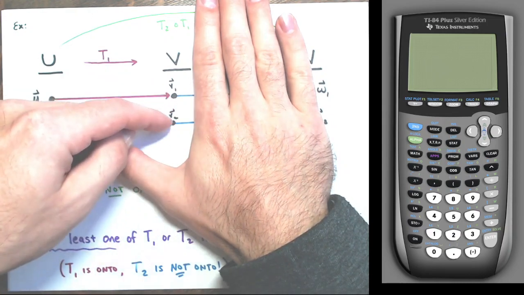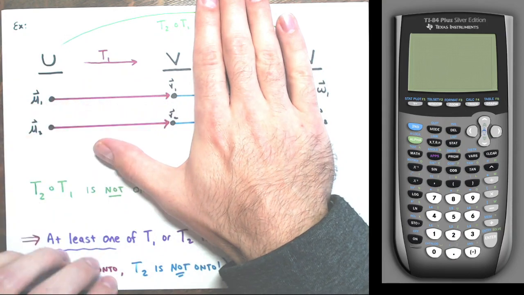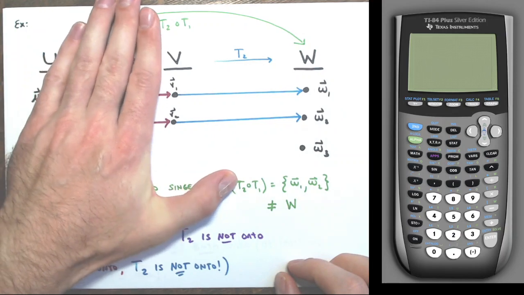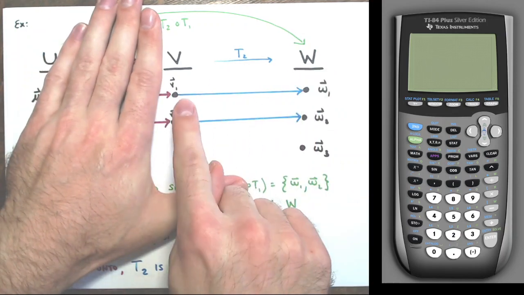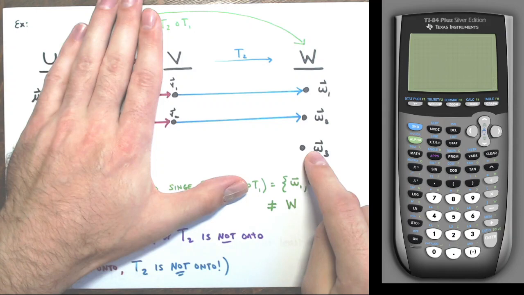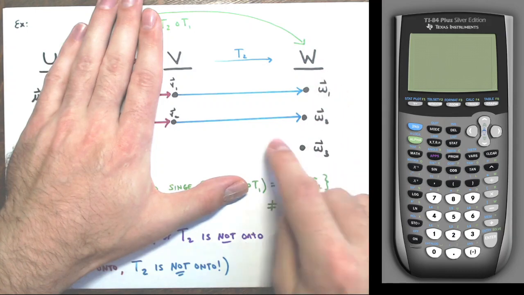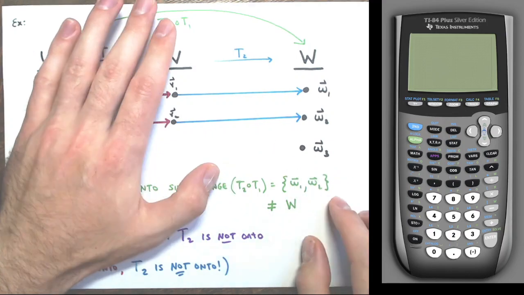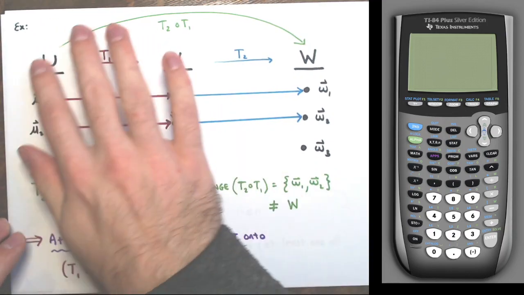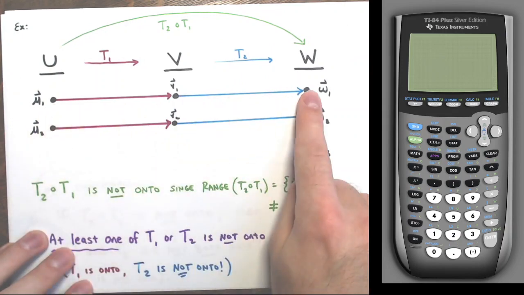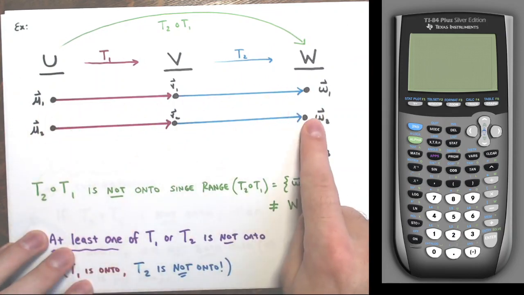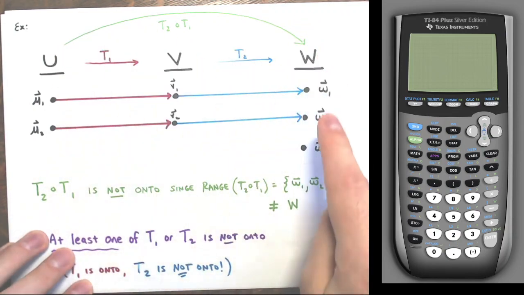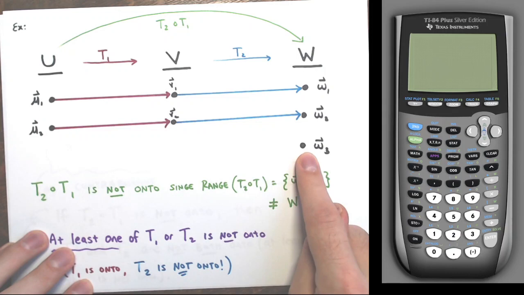Right. Every vector in V is mapped to. T2, if you look at T2 separately, V to W, that is not onto, because there is a vector in W that doesn't get mapped to. There's a vector in W that is not in the range. But look at this. So look at the composition. U1 goes to W1, U2 goes to W2. Again, still obviously, the composition from U to W is not onto. It's not onto.